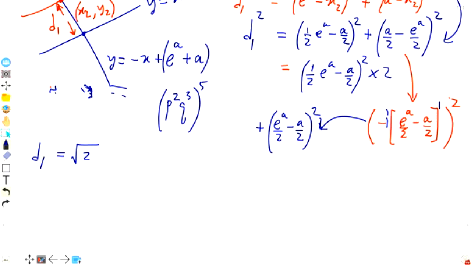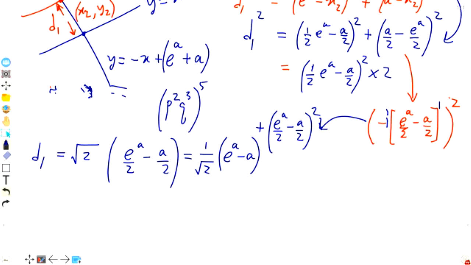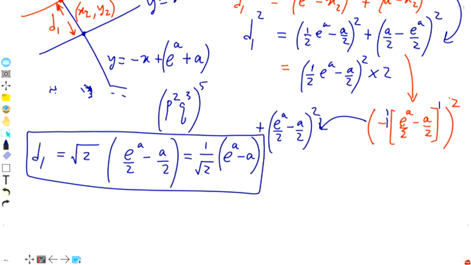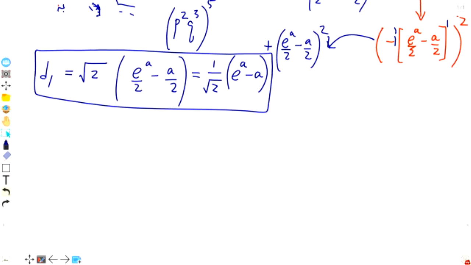Then this guy, right? Now, this you can see, right? Square root 2 EA minus. So that is my D1. See, they're coming nicely. Okay, next one.